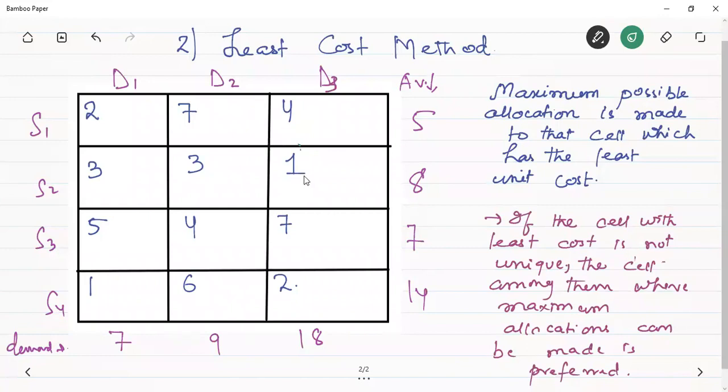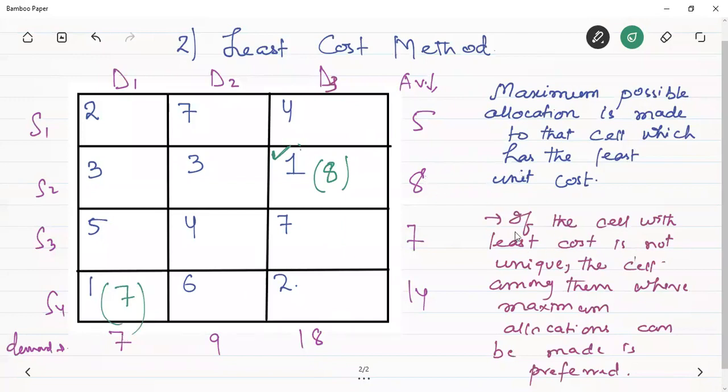See here, if I am going to allocate this cell, we can see how much allocation is possible here if we allocate this cell. What is the allocation possible? 8. Okay, obviously it is 8 because this belongs to S2, the supply is 8, and it belongs to D3, demand is 18. Therefore at max I can allocate 8 units. Here, if I had to make an allocation, I can allocate 7 units. Okay, I can make an allocation of 7 units.